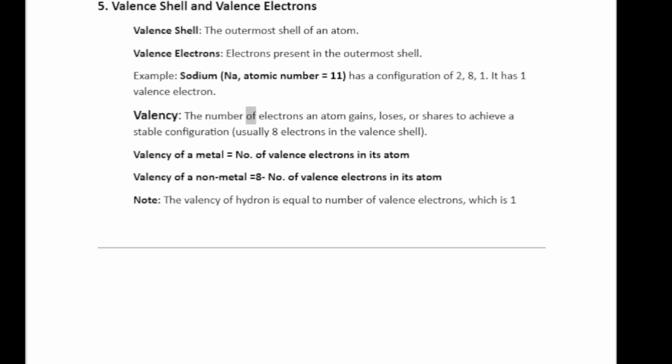Valency, the number of electrons an atom gains, loses, or shares to achieve a stable configuration, usually 8 electrons in the valence shell. Valency of a metal is equal to the number of valence electrons in its atom. Valency of a nonmetal is equal to 8 minus the number of valence electrons in its atom. Note, the valency of hydrogen is equal to the number of valence electrons, which is 1.